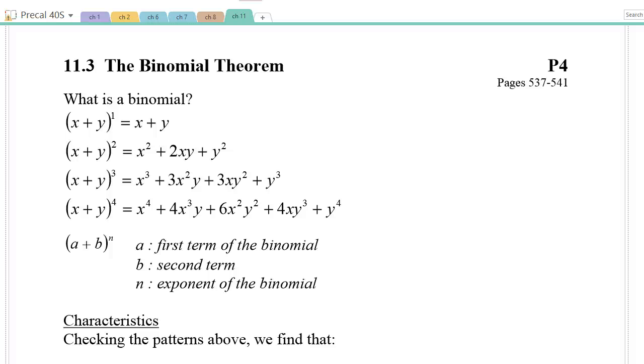All right, here we are on our very last lesson of the year. It might turn into more than one video, but we'll see how it goes. It's called the Binomial Theorem. So just a reminder, what is a binomial?